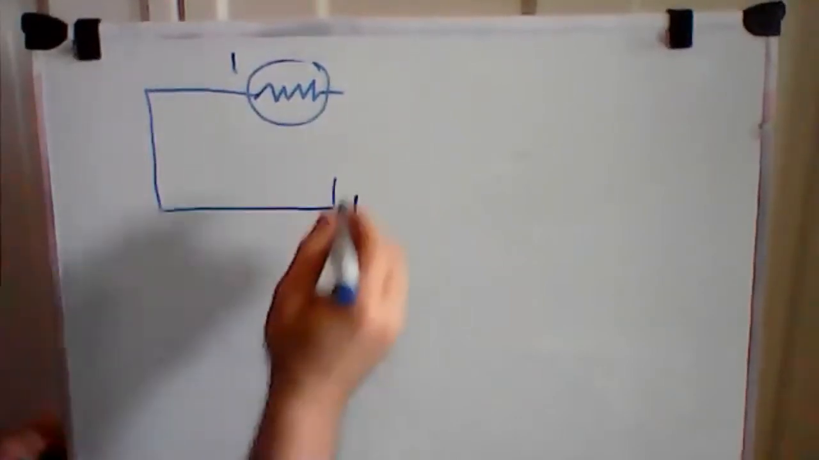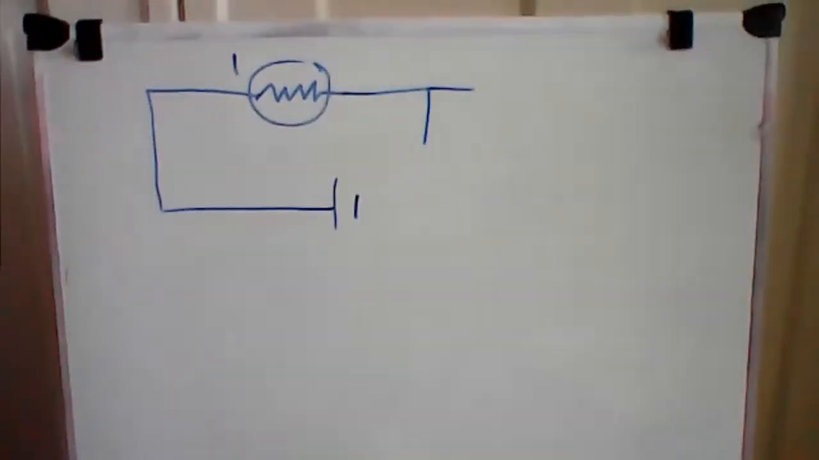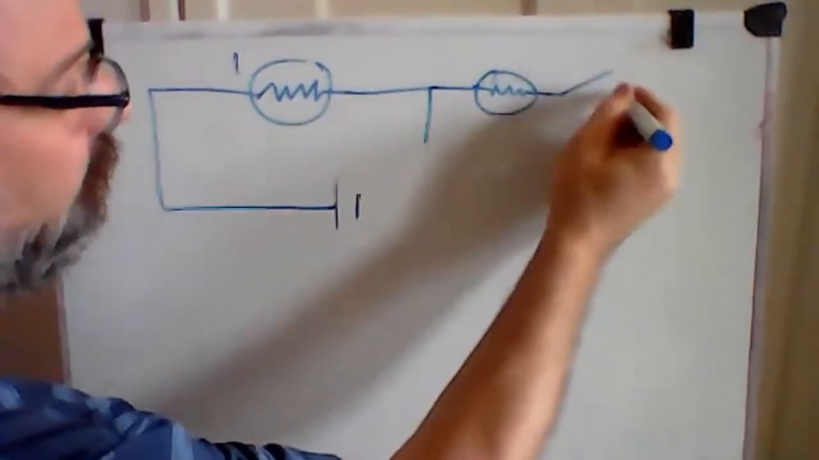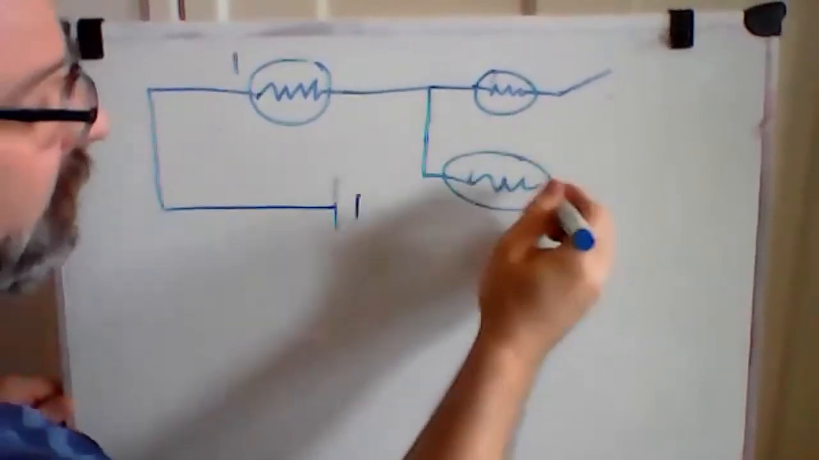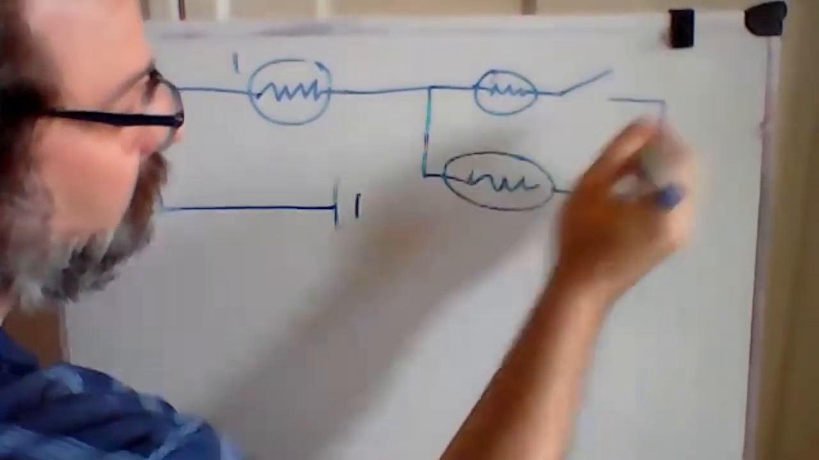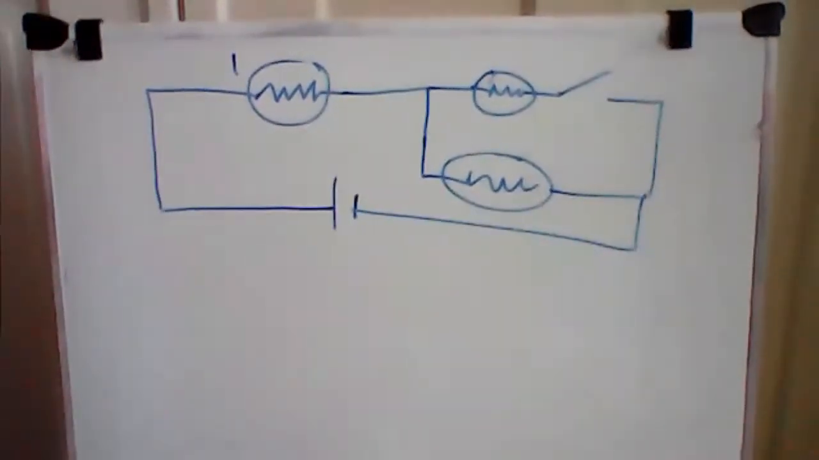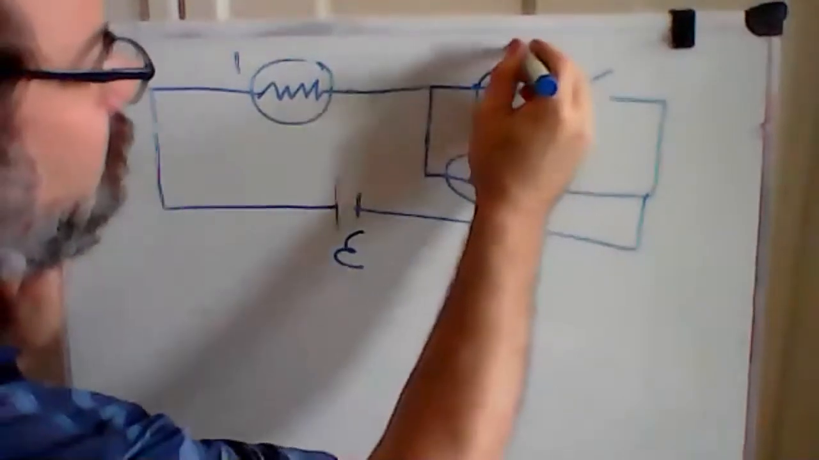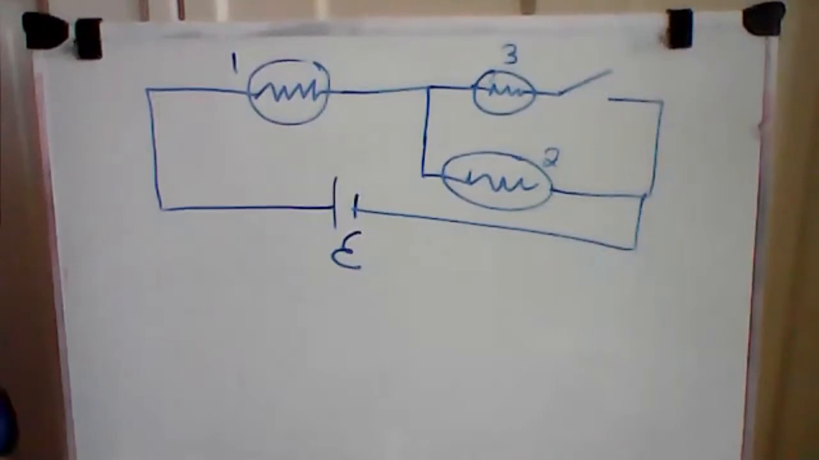So we've got a light bulb here, and they call this light bulb 1. And then they have here a branch that has a light bulb there, and then we have an open switch. Over here we have a light bulb, and this has a closed switch. And we bring this whole thing back over here to our EMF. And there we go. This is 1, this top is 3, and this is 2. Okay, and they're giving us some information here.